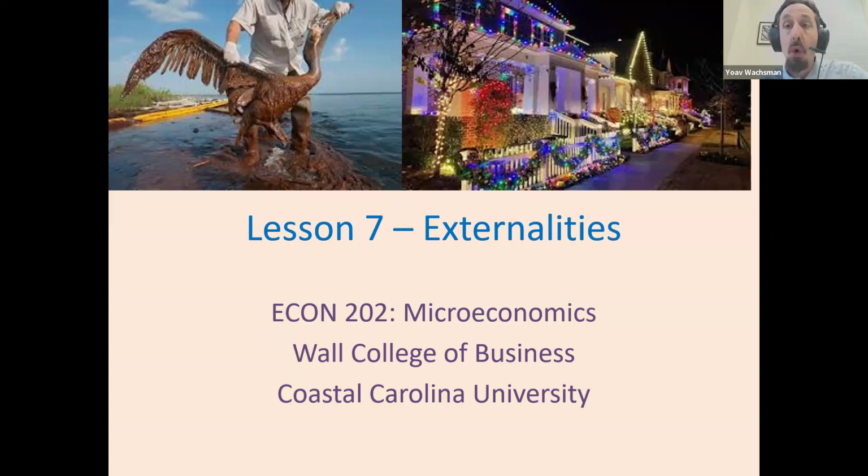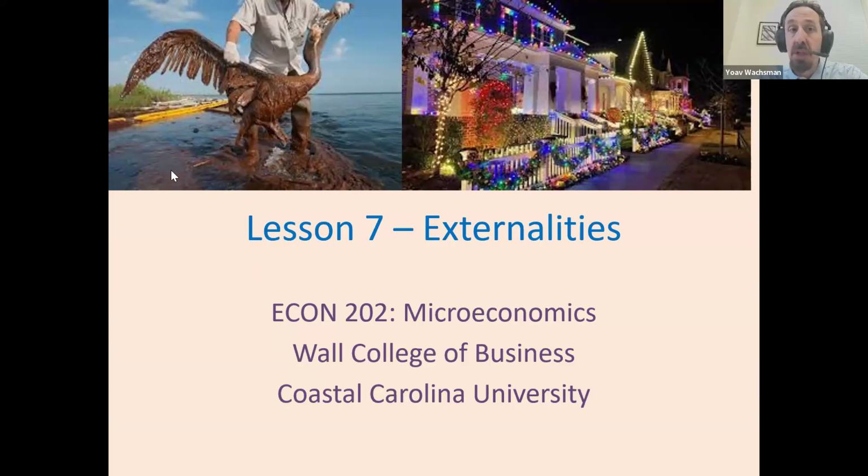Today we're going to talk about Lesson 7 for Econ 202, Microeconomics, and it's going to be all about externalities. Externalities occur when an action has consequences on a third party, which is not a part of the action. It could be either negative or positive consequences, and that consequence is not compensated for.